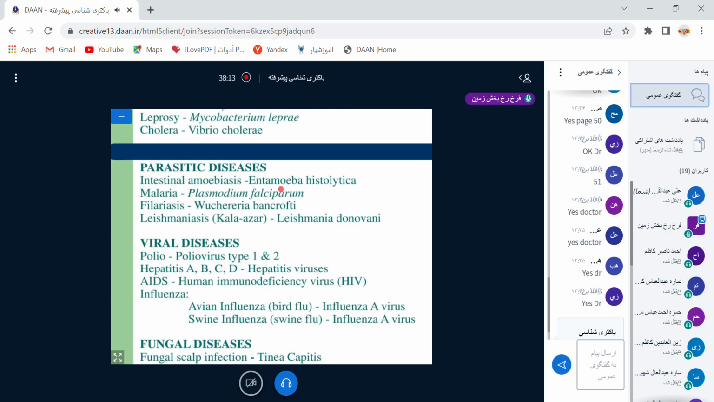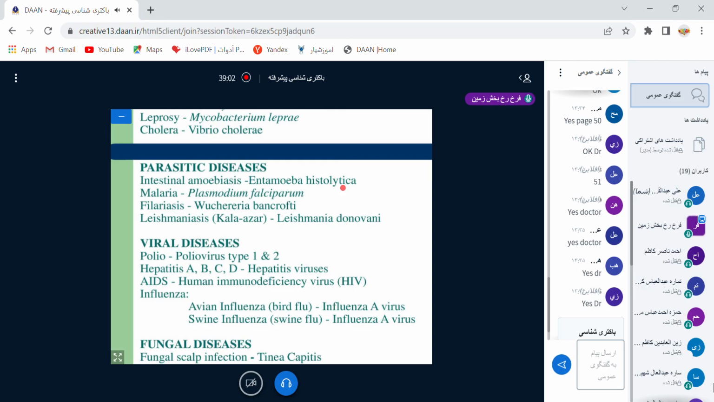As its name shows, amoeba, it is an amoeba, and ent means it is enteric. It is related to the alimentary canal, to the intestine. And histo means cells, and lytica means lysis. So this is an amoeba which lives in the alimentary canal and attacks the cells of the intestine and starts lysis of those cells. So it is accompanied by bloody diarrhea or dysentery.